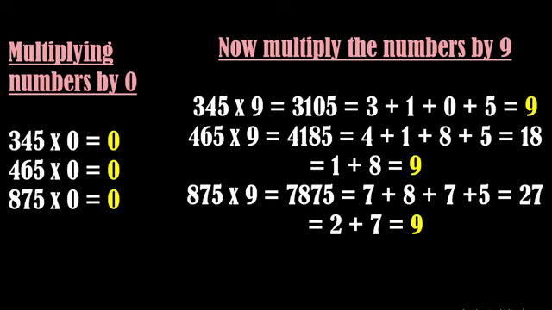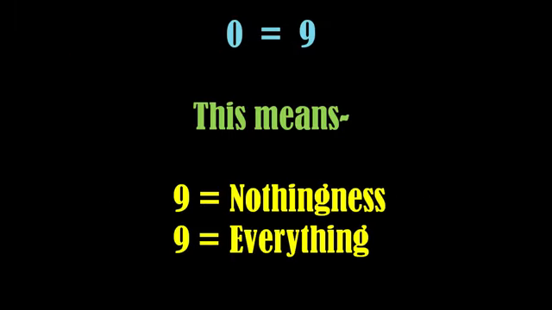One more thing, as we get 0 on multiplying any number by 0, in the same way we get number 9 as the digital root on multiplying it with number 9, since 0 is the same as 9.